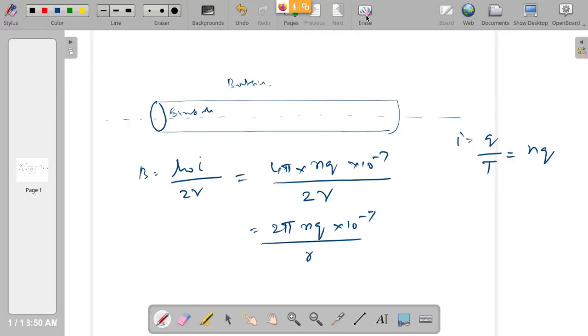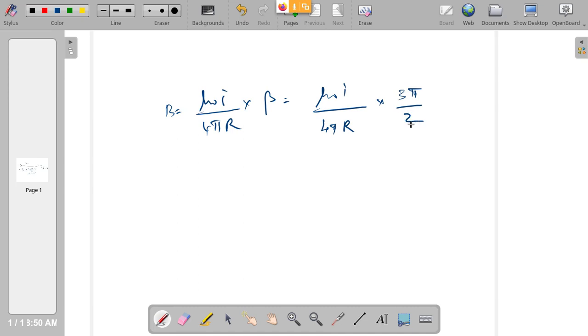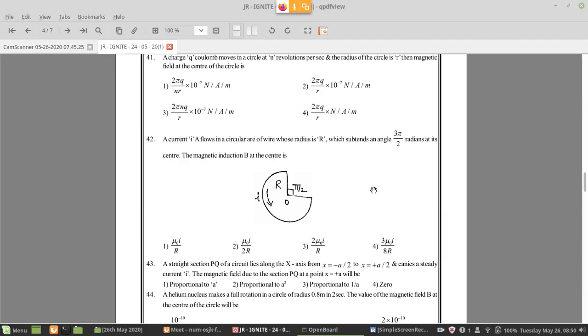So if you use that formula for a circular arc, the magnetic field is mu naught I by 4 pi R into beta. Mu naught I by 4 pi R into 3 pi by 2. Pi and pi will cancel. The remaining thing is mu naught I by, with 3 there, 8R. So this is the fourth choice.